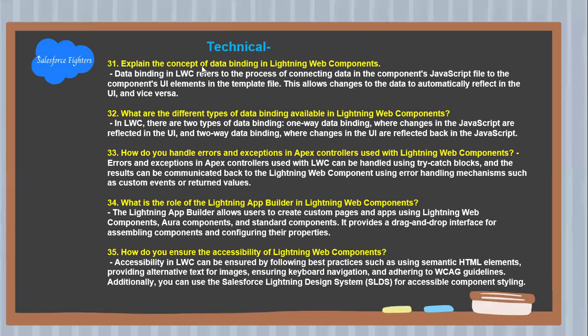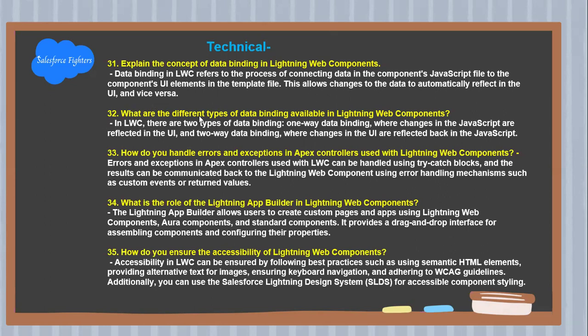Next question, explain the concept of data binding in Lightning Web Components. Data binding in LWC refers to the process of connecting data in the component's script file to the component via the elements in the component's template file. This allows changes to the data to automatically reflect in the UI and vice versa.